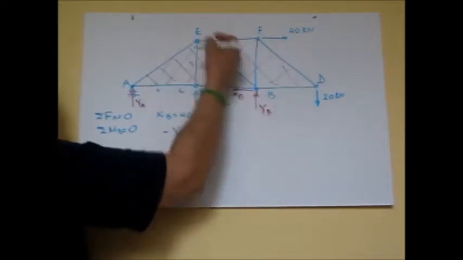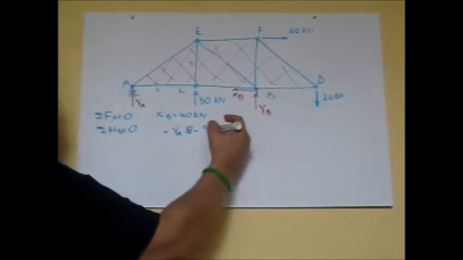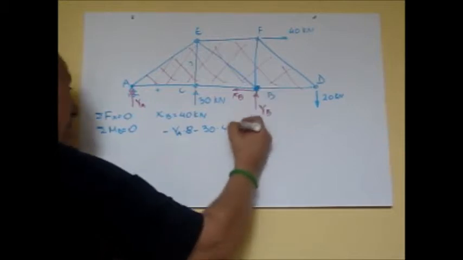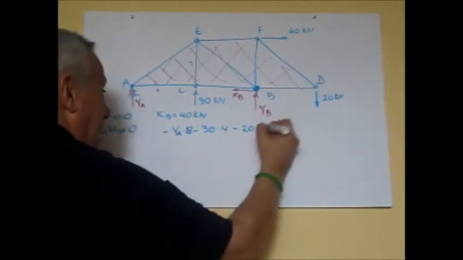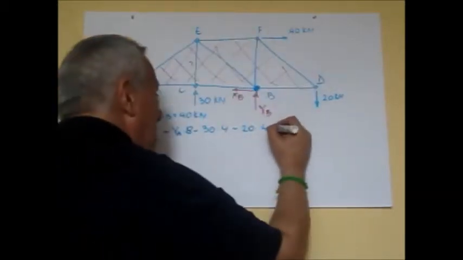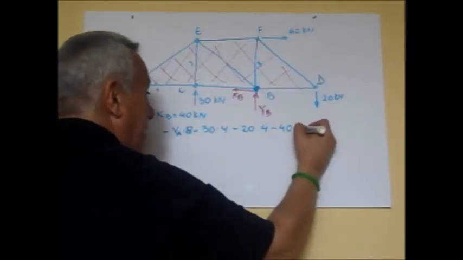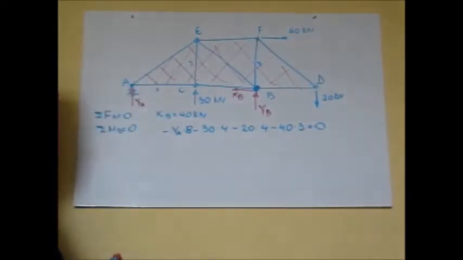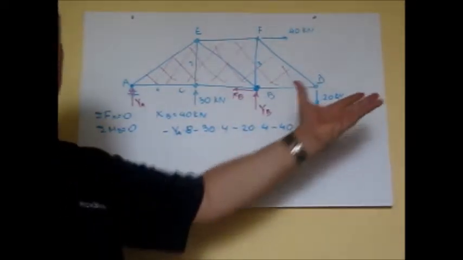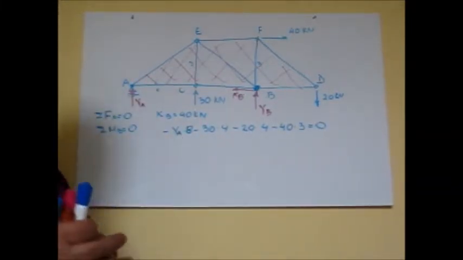30 rotates again, minus 30 times 4. The force 20 rotates again clockwise. So this is the point B. Minus 20 times 4. And this is the force 40 rotating again. Minus 40 times this distance, which is 3, equals 0. So you see, I have only negative numbers. Minus cannot be 0. Some of them should be positive, so this sign is wrong.